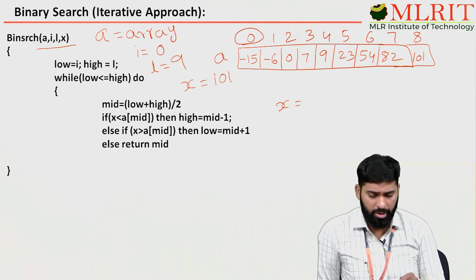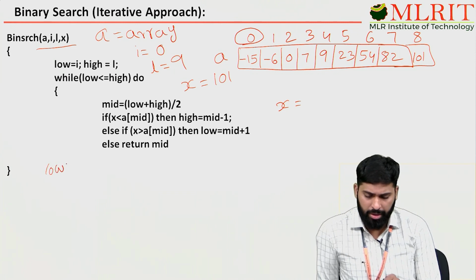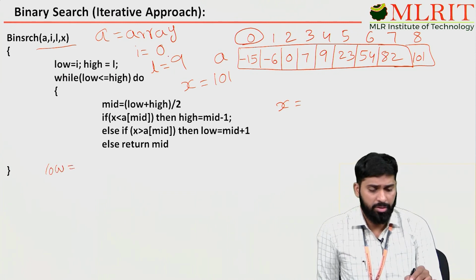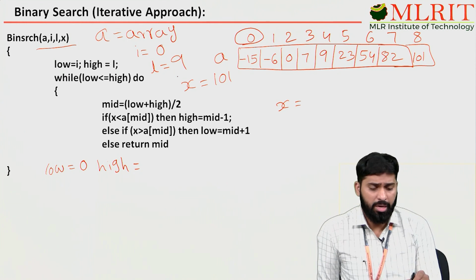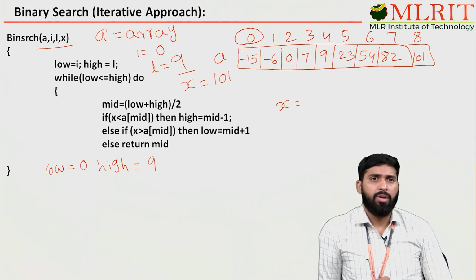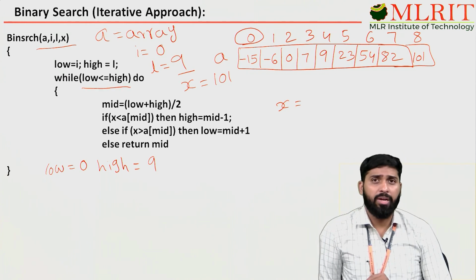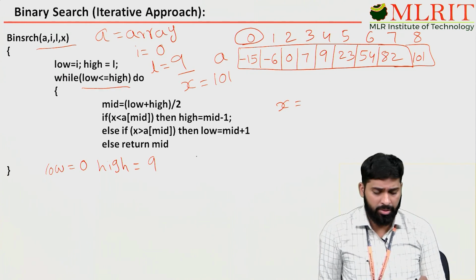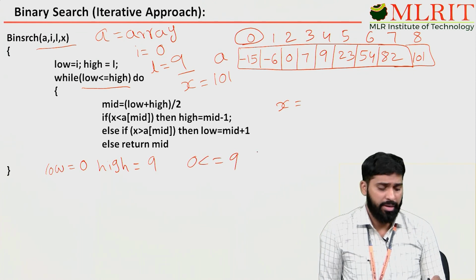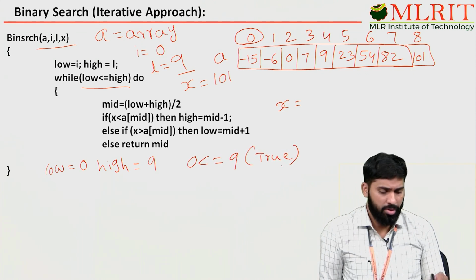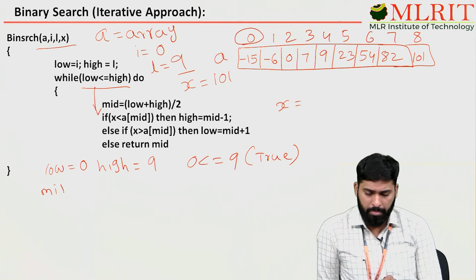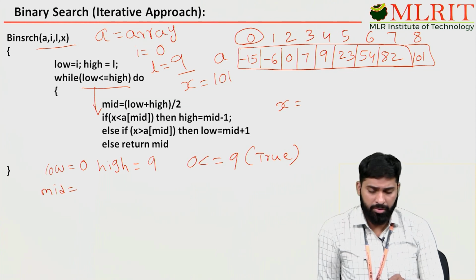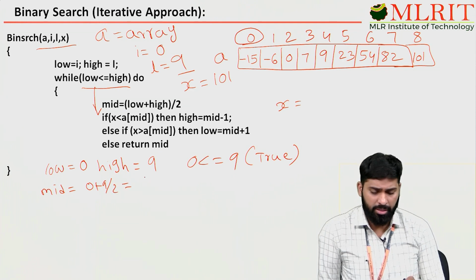Now we apply low equals i, which is 0, and high equals l, which is 9. Now we enter into the loop. We check the condition low less than or equals to high: 0 less than or equals to 9. It is true, so we enter into the loop. Mid equals low plus high by 2. 0 plus 9 by 2 means it is 4.